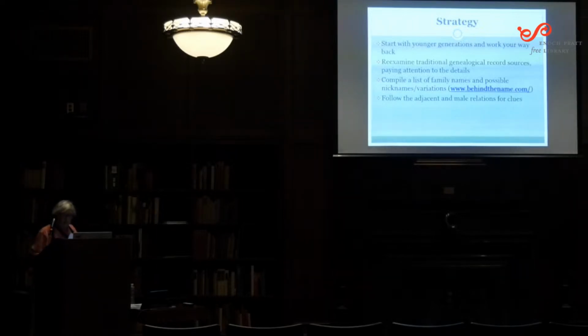And then you follow the adjacent and male relations for clues. Sometimes there are clues in property names because they're named for someone in the family. And that's something to consider as part of the family history.